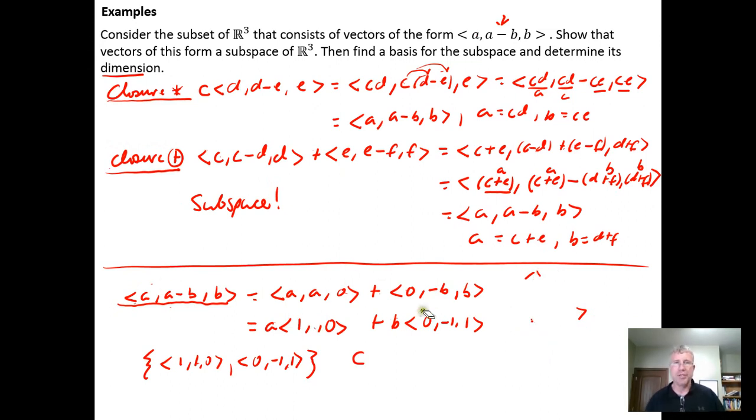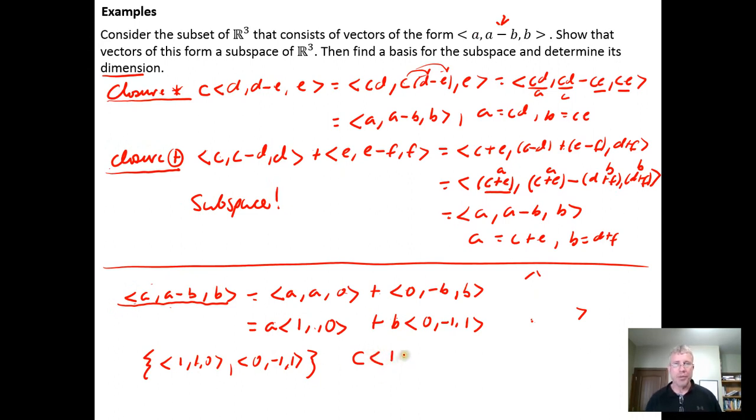We could try to verify that clearly these two vectors span the space. Clearly they span the space. But remember, they need to also be linearly independent if they're a basis. So, it would make some sense to verify that they're linearly independent. I tend to ignore that because I know that they are.